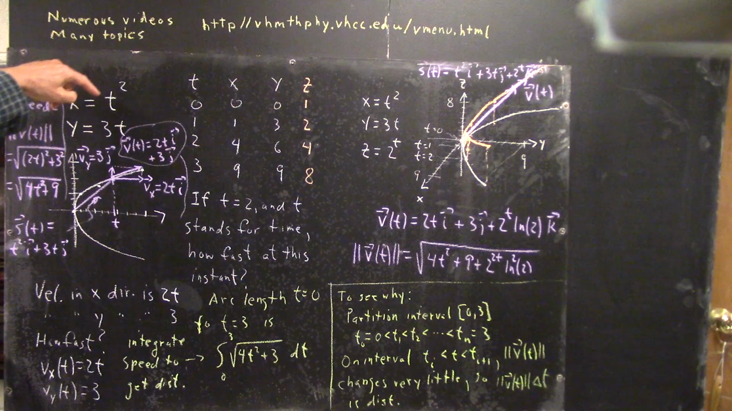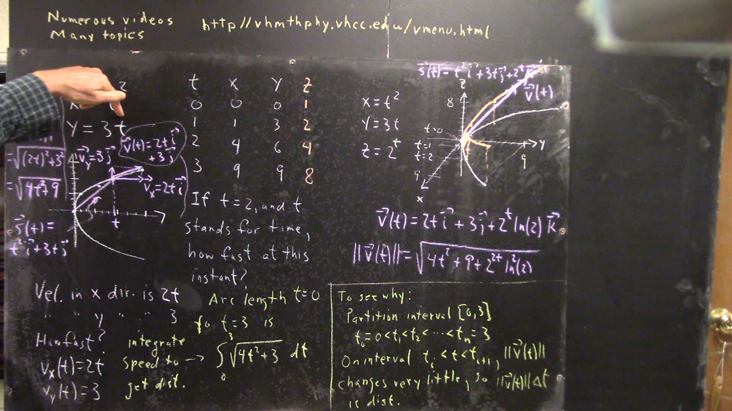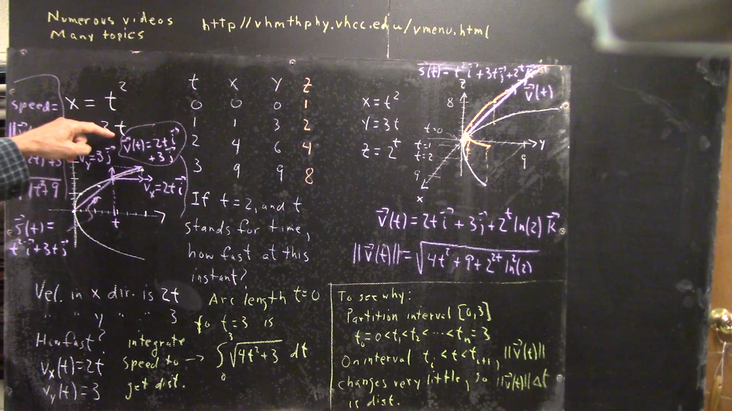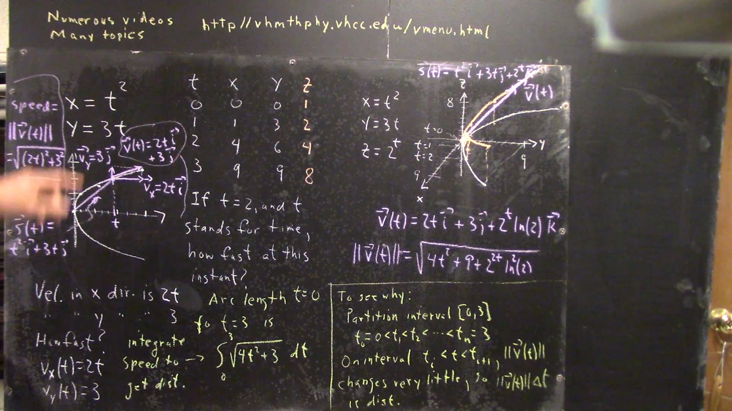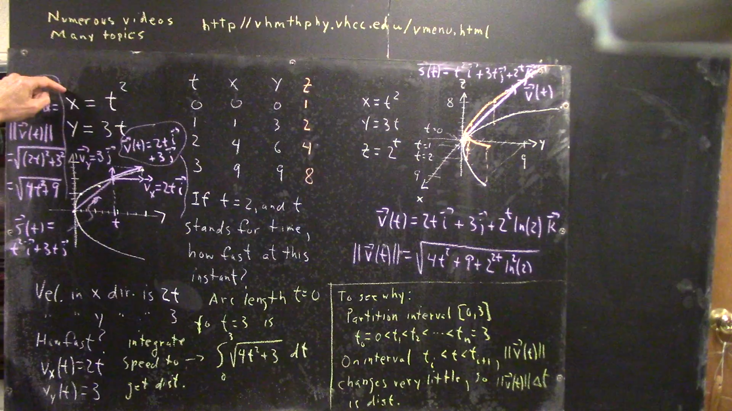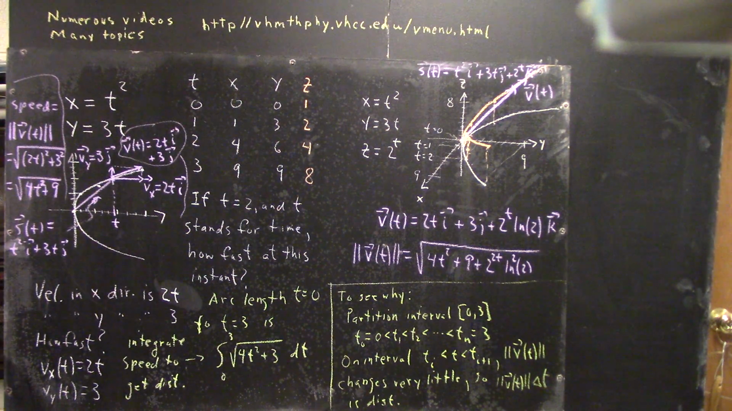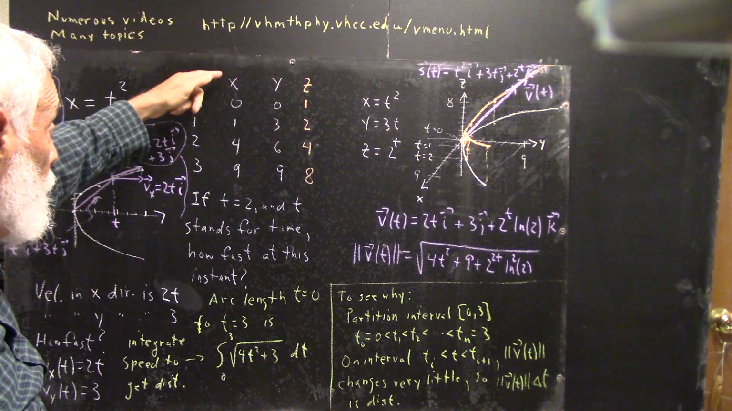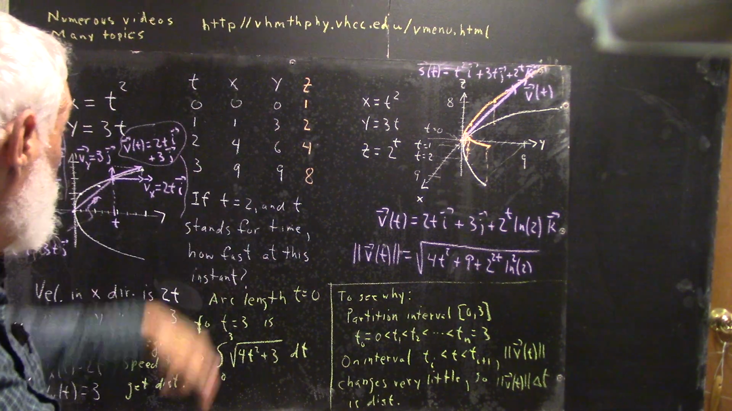The equations x equals t squared and y equals 3t are called parametric equations. T is called the parameter. For a value of t, we get a value of x and a value of y. We can make a table: values of t, values of x, values of y.